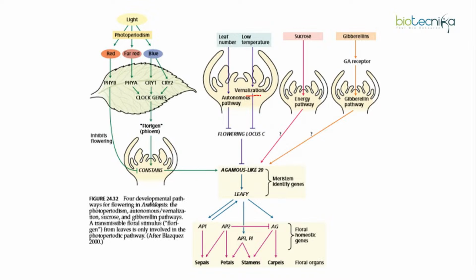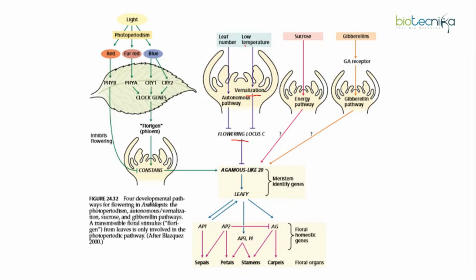If you see here, you will see that basically this flowering locus C, FLC, inhibits agamous. Okay, agamous like 20. And this protein has a very pivotal role. It transforms the vegetative state of plants to the reproductive state by triggering leafy. So flowering locus C is a repressor, and if it is present, obviously it will repress agamous.